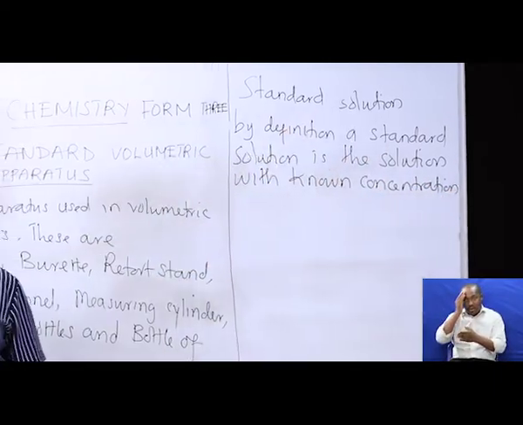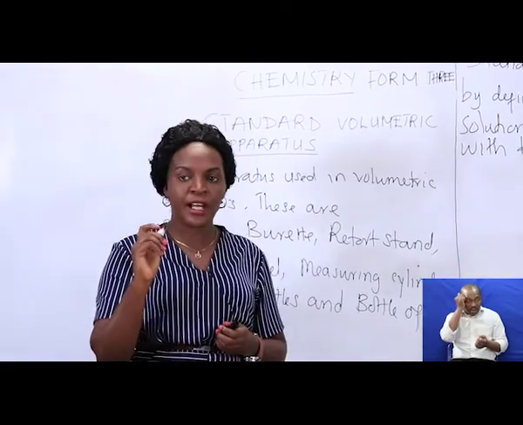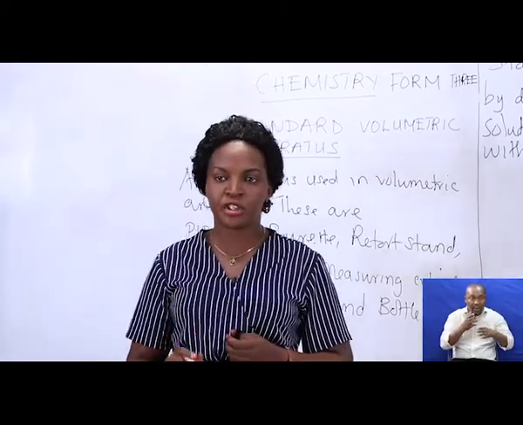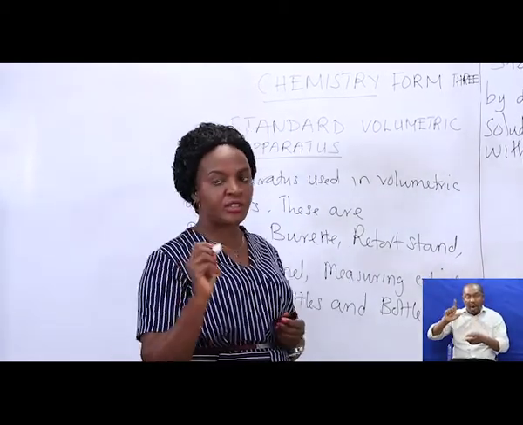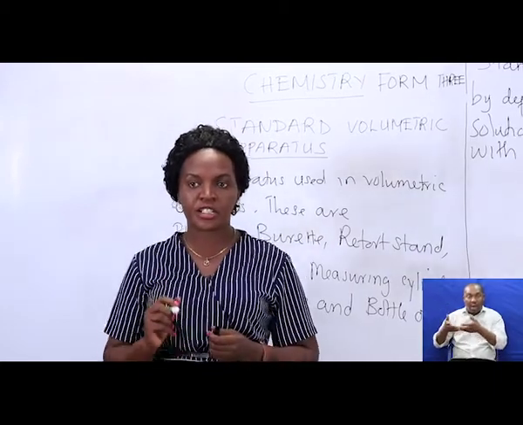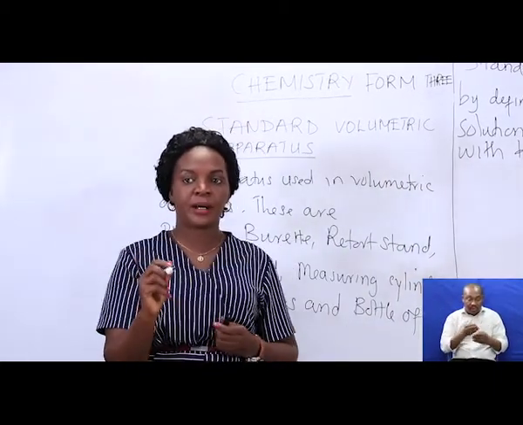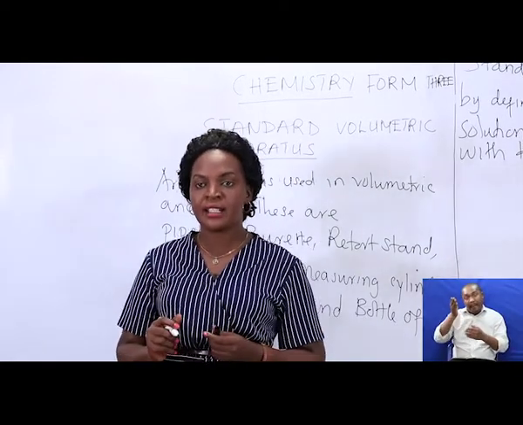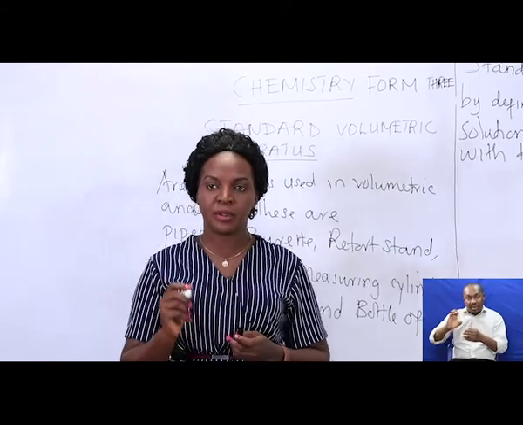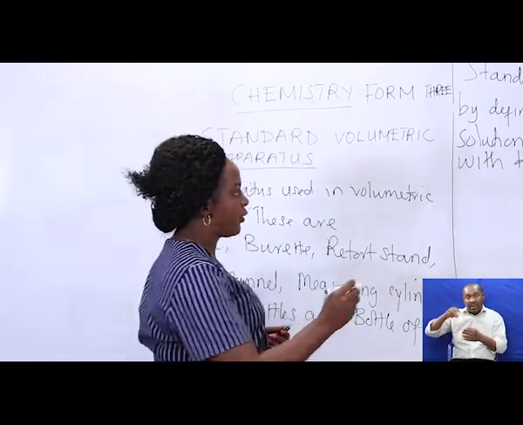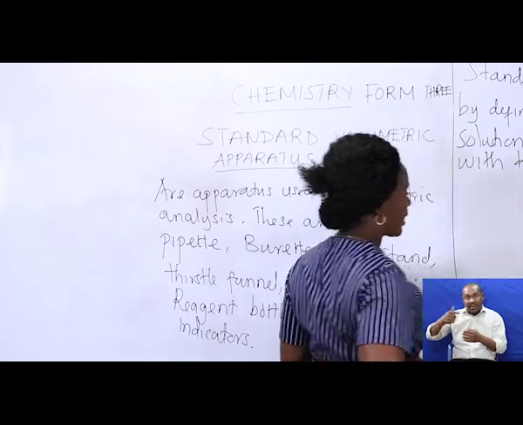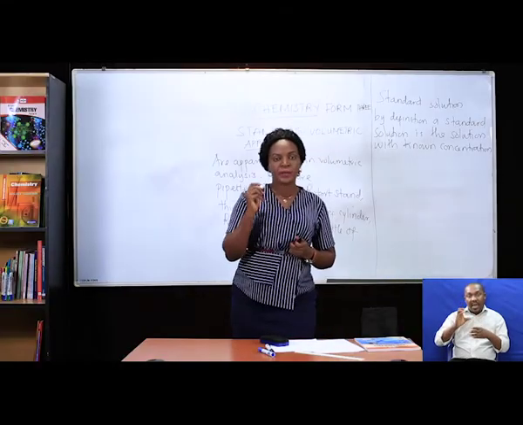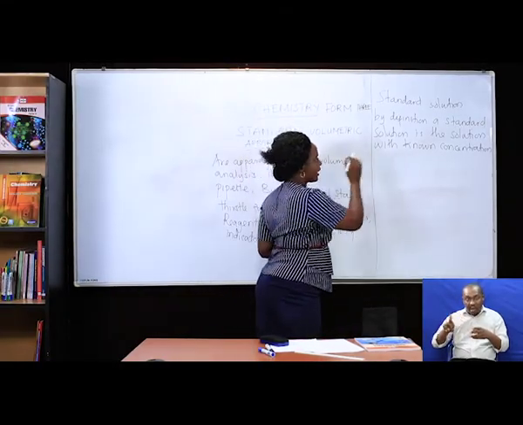Reminding ourselves about the meaning of concentration, we said we have two types of concentration. We have mass concentration, and we have molar concentration. Mass concentration is the concentration measured in gram per cubic decimeter, and the molar concentration or molarity is a concentration measured in mole per cubic decimeter. Therefore, a solution with known concentration, whether it is in gram per cubic decimeter or moles per cubic decimeter, is what we call a standard solution.